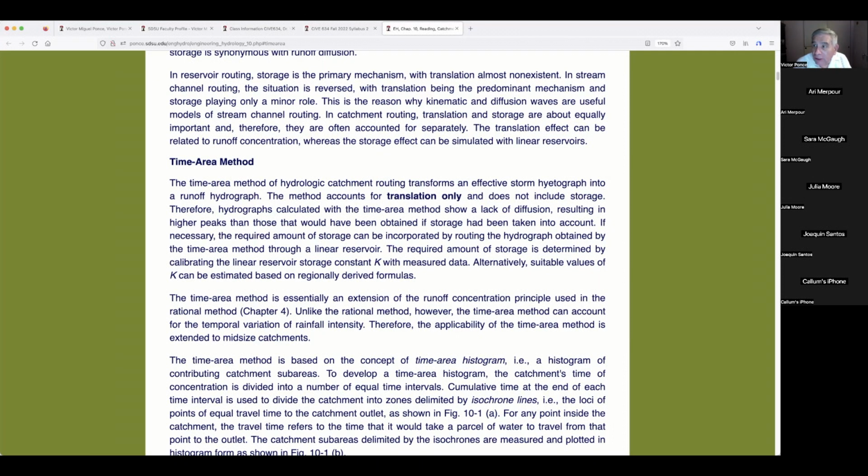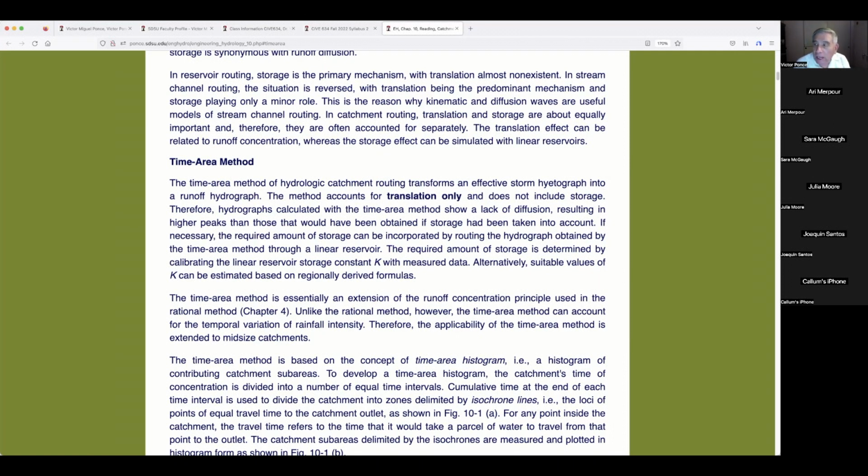Unfortunately, that answer lacks diffusion. So if you're in a basin which lacks diffusion, then you're stuck because you're not getting the right answer. You're only getting part of it. And God knows what part of it, maybe 20, 30, 50%, maybe even 70%, but it's only a part of it. You're not getting the diffusion in there. So that is the time area method.